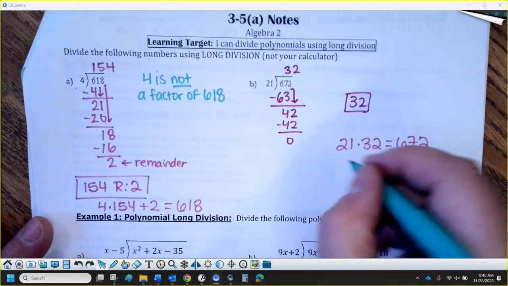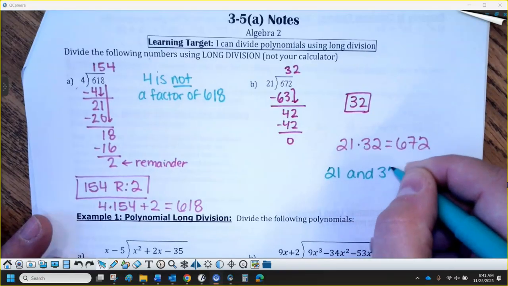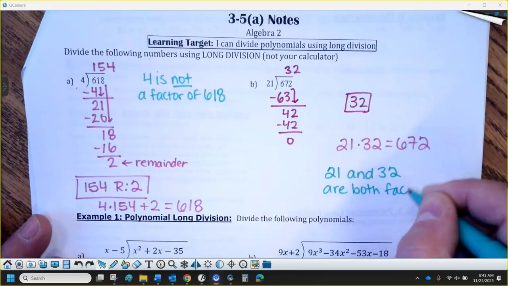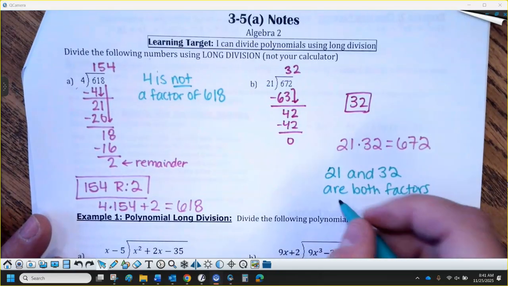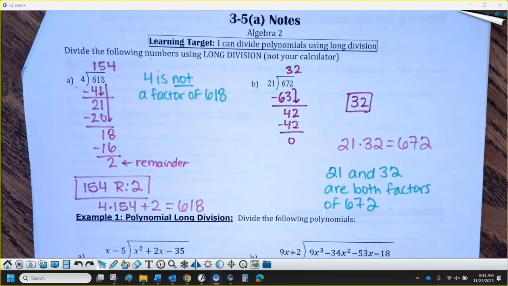And what it also means is both of those numbers, 21 and 32, are both factors, meaning it'll be dividing it evenly, of that 672. There's going to be a bunch of questions they'll say, like, is this a factor when we work with the polynomials in a second? And so the way you can tell is if there's a remainder, it's not a factor. If you don't have a remainder, like that one we just did, then it is a factor because it divides it evenly.